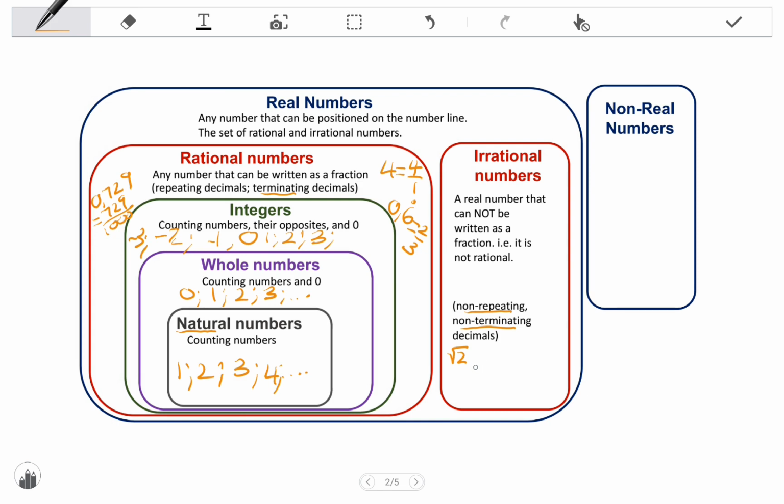So surd form is when we have a square root of a non-perfect square or a cube root of a non-perfect cube. So let's say the cube root of 5, for example, okay? And then pi, okay? Now, when you are wanting to check whether a number is irrational or rational, that is a good way to check. So if you have a square root, check, is your number under the square root a perfect square? No, then it's irrational, okay?